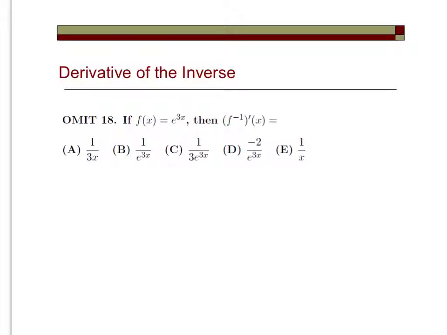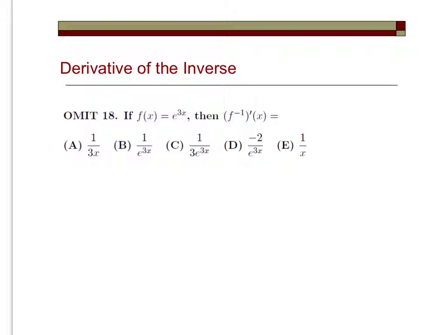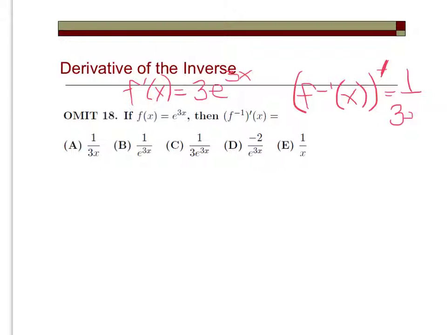Here we're given f of x is e to the 3x. Now you have to find the derivative of the inverse. First we have to find the derivative, and then we'll just take the reciprocal of that. The derivative of e to the 3x is just itself, and then by the chain rule, you have to find the derivative of the exponent, which is just 3. So the derivative is 3 times e to the 3x. We know that the derivative of an inverse function is its reciprocal, so it's 1 over 3e to the 3x. That's C.